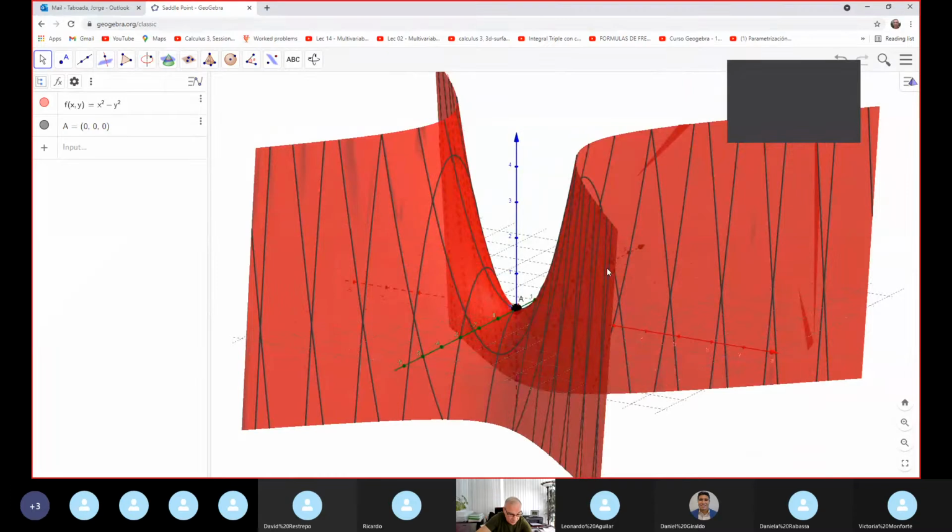Okay. Let's do an example to understand how we manipulate this idea in multivariable. Come back to the whiteboard.